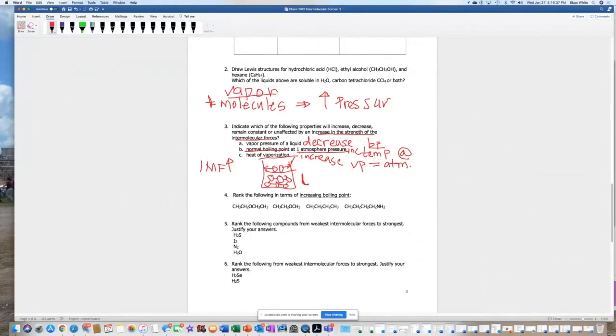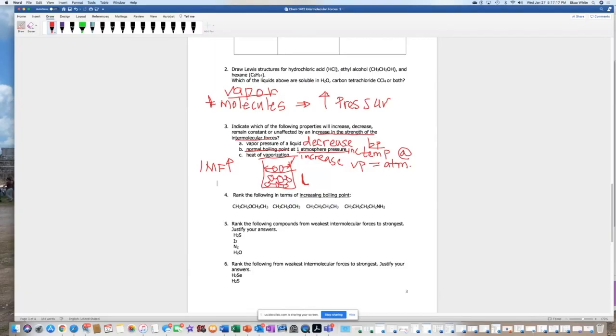So we're looking at number two. Number two says draw Lewis structures of hydrochloric acid. Let me see. Oh, you know what? No, we are able to answer this question. I was thinking something completely different. So draw Lewis structures of A, HCl, because I actually just copied this from online. I need some space.